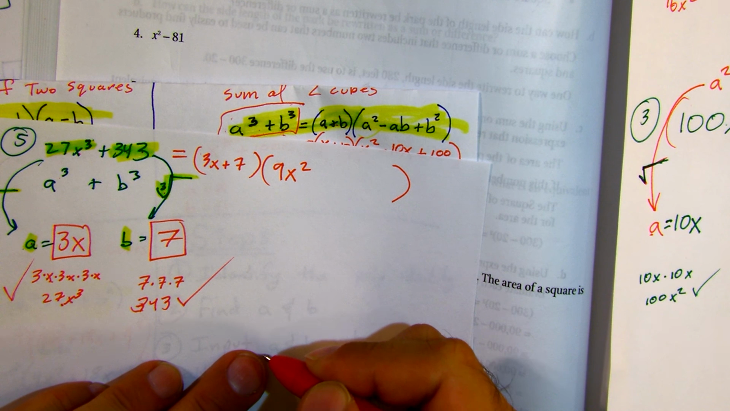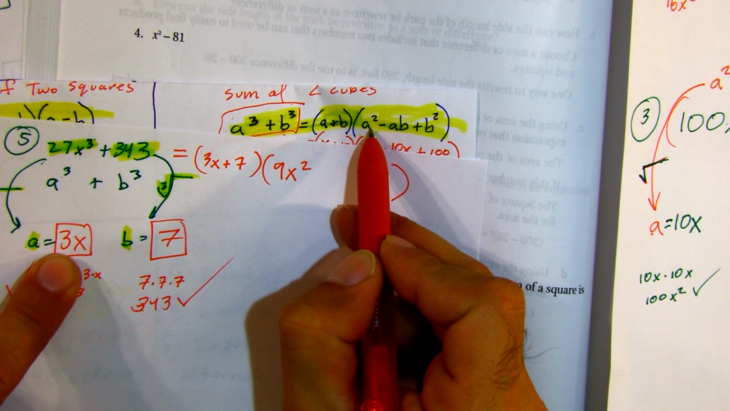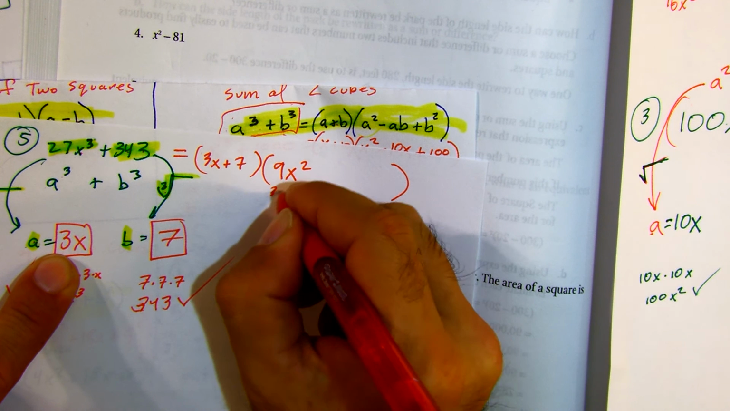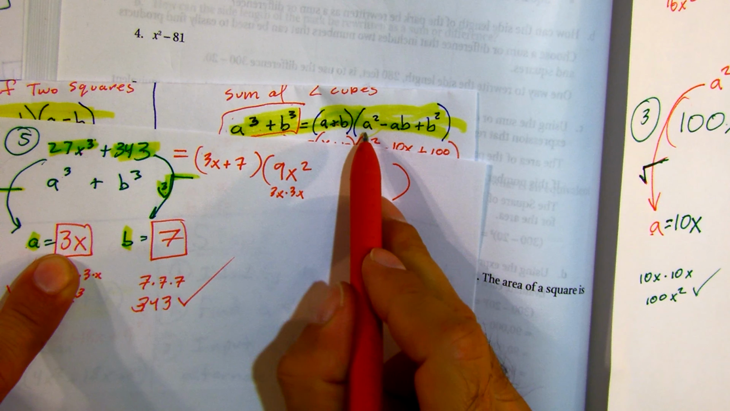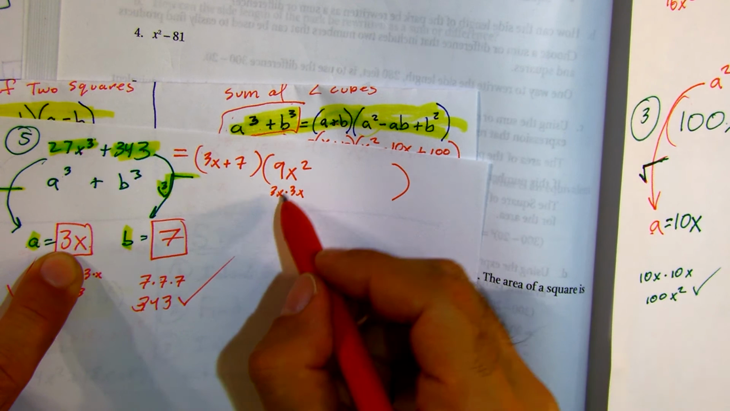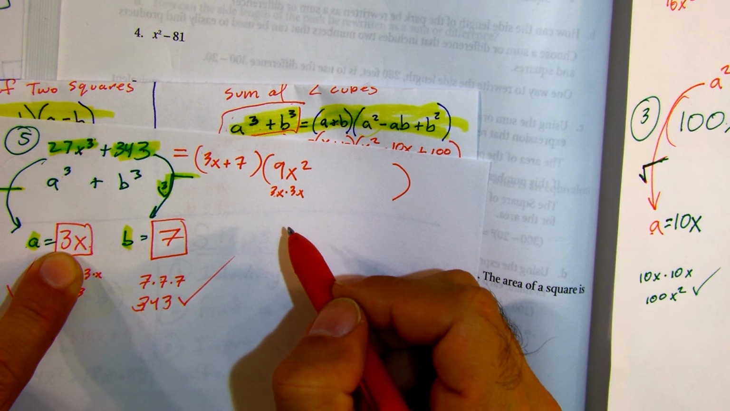So what did I do? I took my A value and applied it right here. A squared, I take 3x times 3x. I found my A value with all this work, and now I just went back. 3x times 3x, 9x squared. Good? Okay, let's keep going.